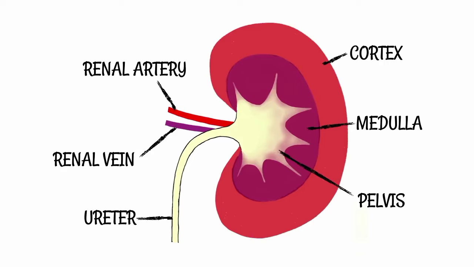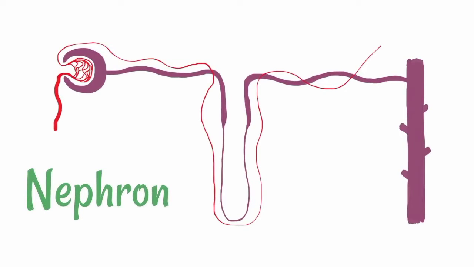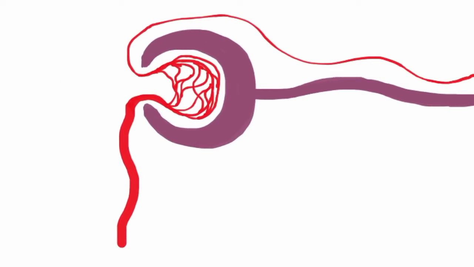Inside of the kidneys, we've got lots and lots of these tiny little structures, which are known as nephrons. Inside of each kidney, there might be about 1 million of these things. So they're really, really small. Let's look closer at the first step of the nephron here.